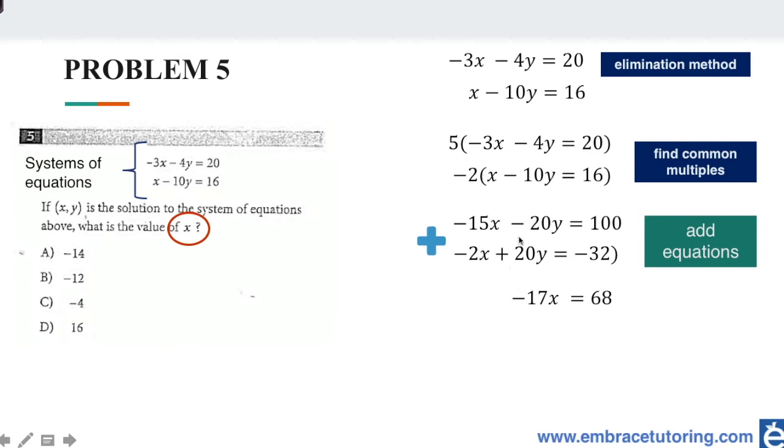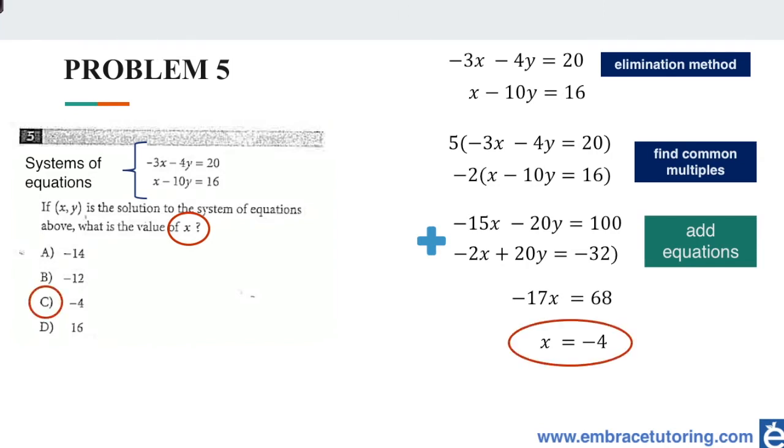So when I add these equations together, I will get negative 15x plus negative 2x, which will give me negative 17x, negative 20y plus 20y. Thus, these will cancel, and I'm only solving for x. And then I have 100 plus negative 32, which is what gives you a positive 68. When I divide both sides by negative 17, I then get x equals negative 4, making C my best possible answer for number 5.